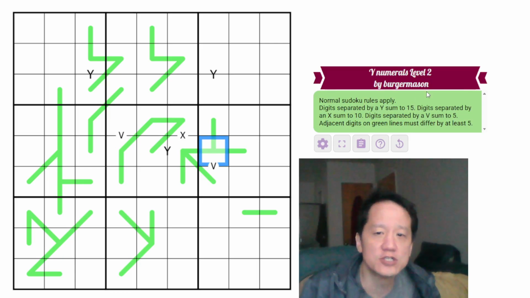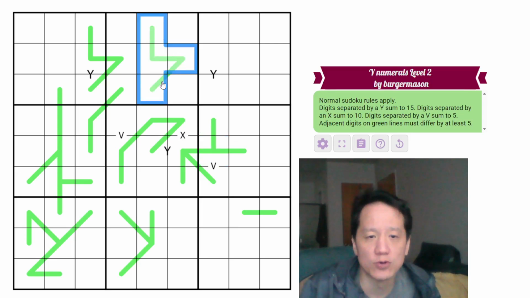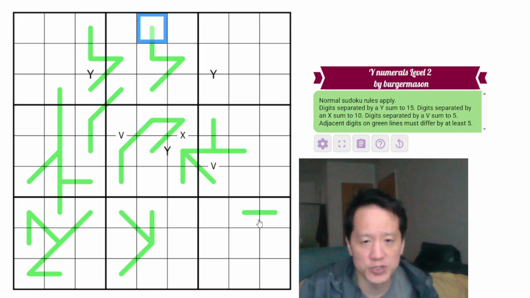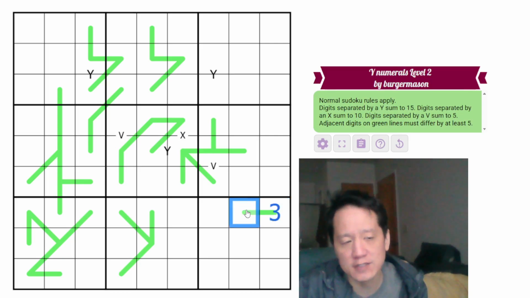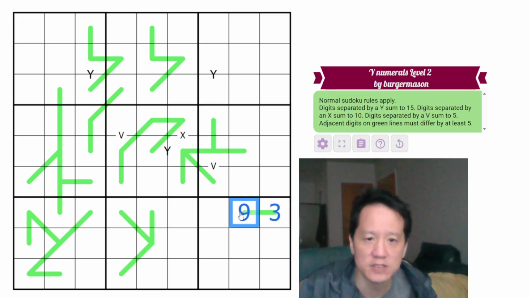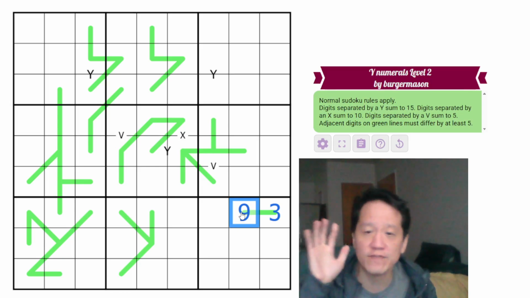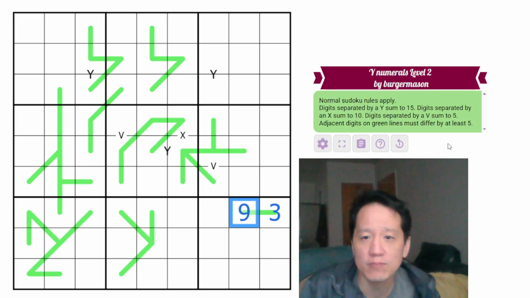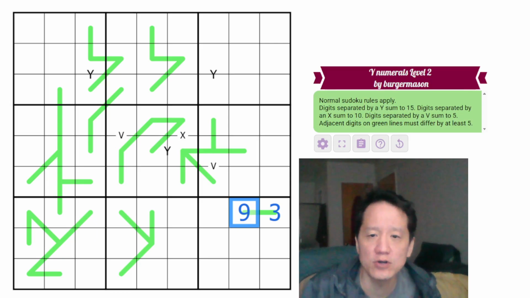And adjacent digits on green lines must differ by at least 5. So these are German whisper lines, and this is specifically the German whisper rule set. So if this were a 3, as an example, you would only have an 8 or a 9 adjacent to it, because those are the only digits that are 5 away from 3. And those are all the rules.